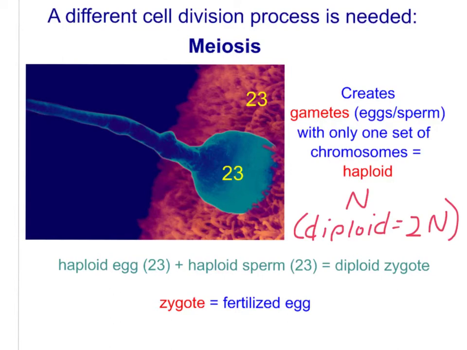So when we have these haploid gametes, the egg and the sperm are haploid, we have the haploid egg with 23, the haploid sperm with 23. They combine during fertilization. Fertilization creates a diploid cell called a zygote. That zygote is just the fertilized egg. It's diploid.